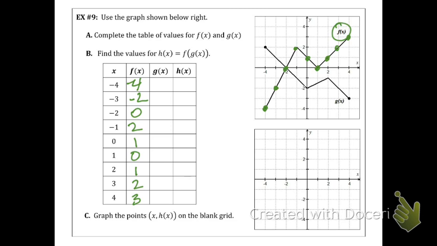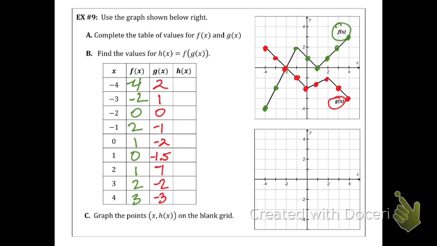All right, then g of x, that's this one here. When x is negative 4, its y value is 2. When x is negative 3, its y value is 1. When x is negative 2, it's at 0. Negative 1 is down at negative 1. At 0, it's at negative 2. At 1, it's at negative 1.5. At 2, it's at negative 1. 3 is at negative 2. And 4, it's at negative 3.